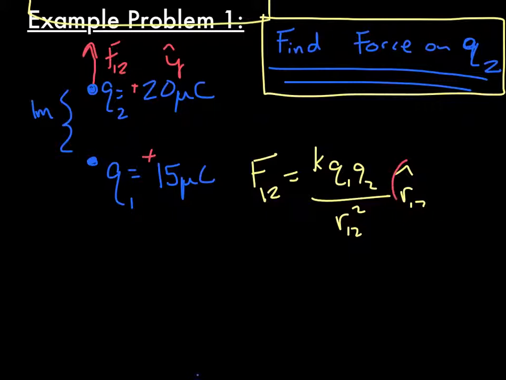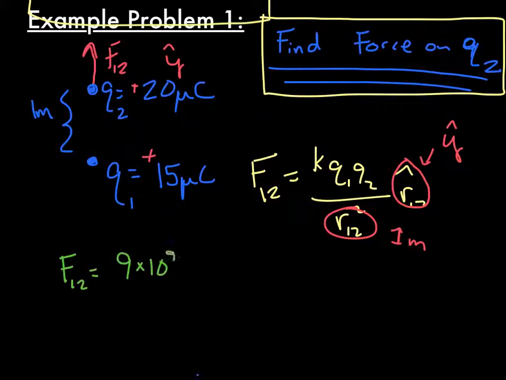If we break this up, from 1 to 2 just points in the y hat direction, so this is just y hat. The distance between 1 and 2 is 1 meter, and those are just the charges. Let's go ahead and plug in these numbers. We'll get the force of 1 on 2 equals 9 times 10 to the 9th Newton meters squared per Coulomb squared.